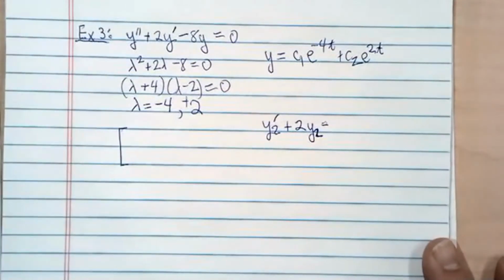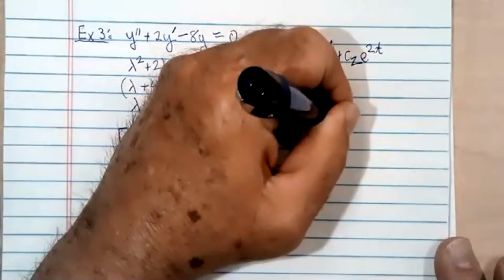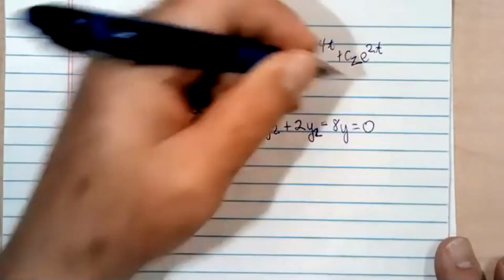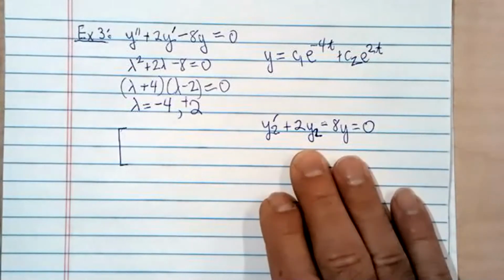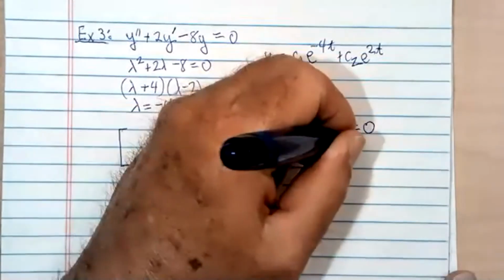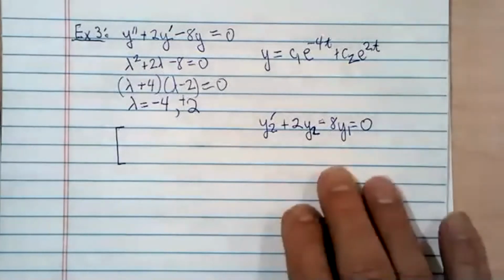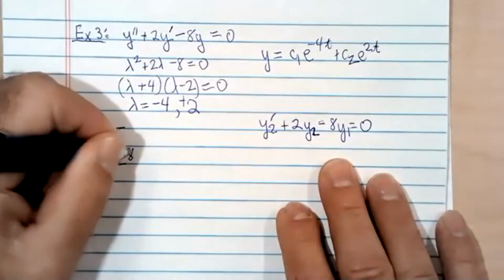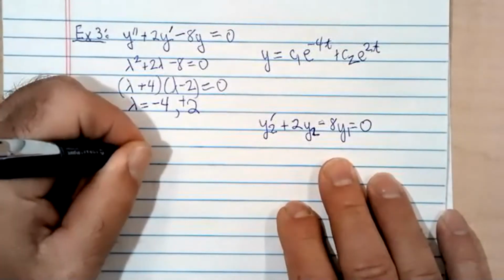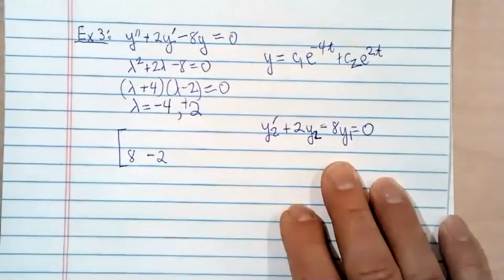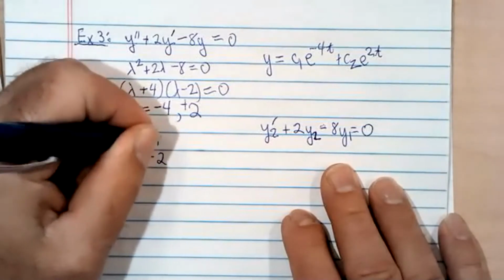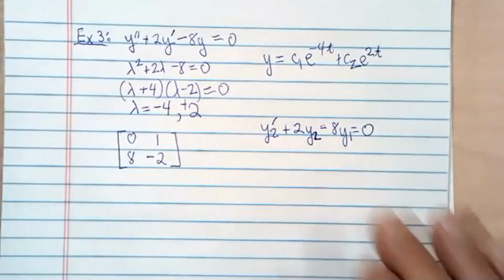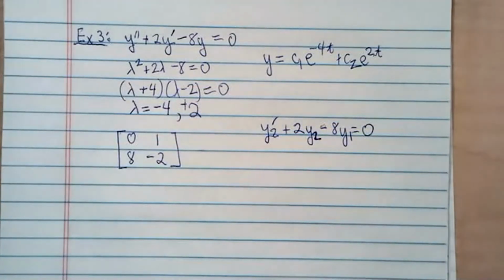y2 prime plus 2y2 minus 8y equals 0. So if I push the y2 and the y1 terms on the other side of the equation, I'll get 8y1 and minus 2y2, and then on all of these, you always get a 0 and 1 here. So there's our matrix.